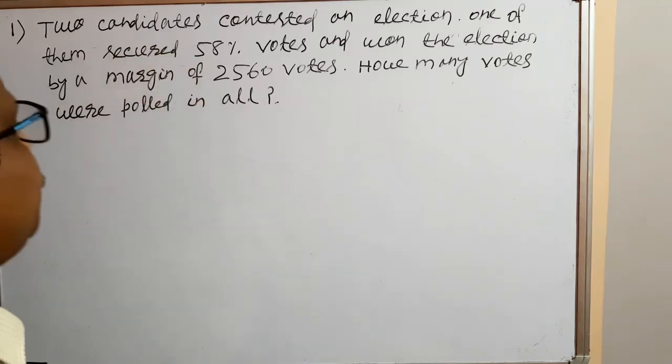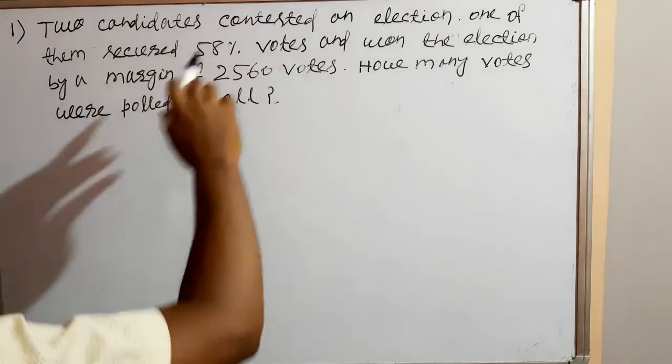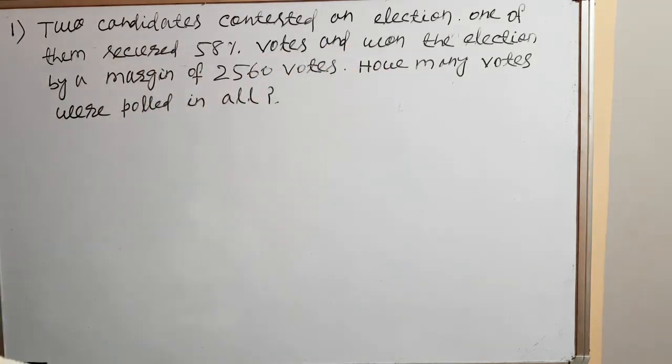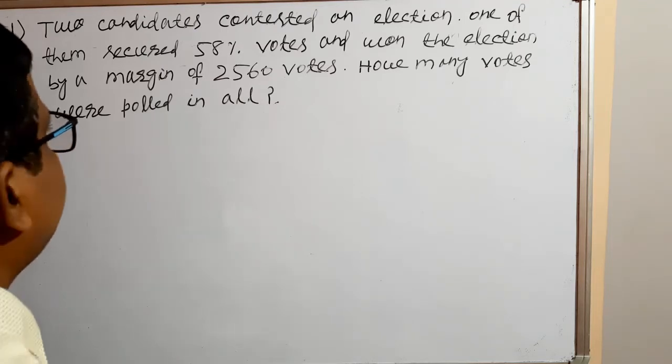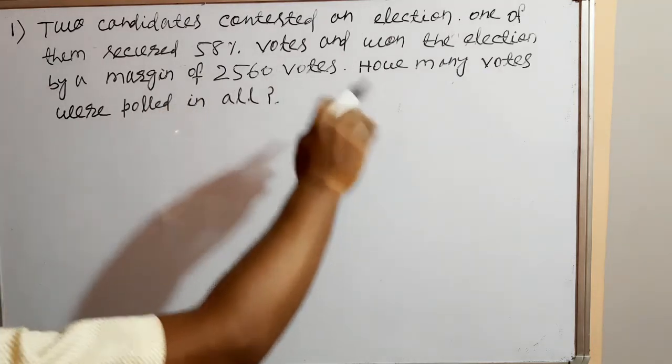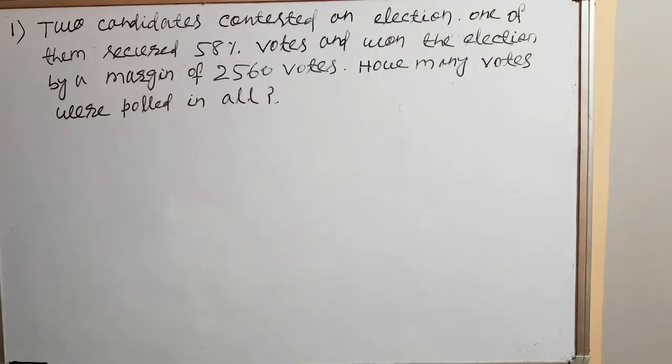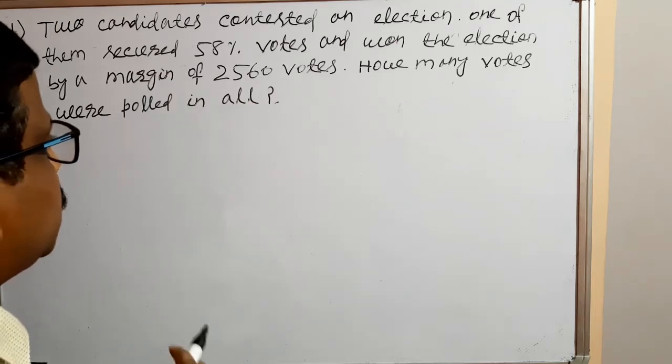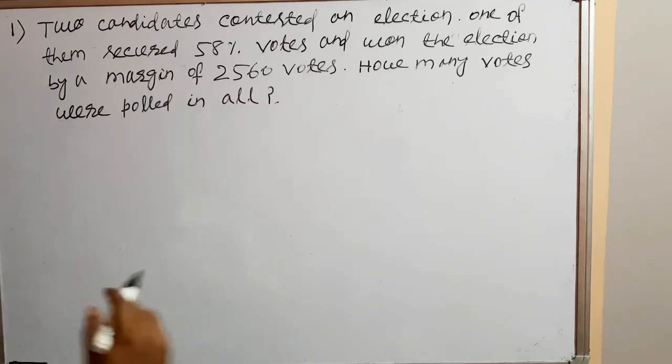Question number 1: two candidates contested an election. One of them secured 58% votes and won the election by a margin of 2560 votes. How many votes were polled in all? So the question asks you to find the total number of votes polled. But which one is unknown for you? That you have to take as a variable.